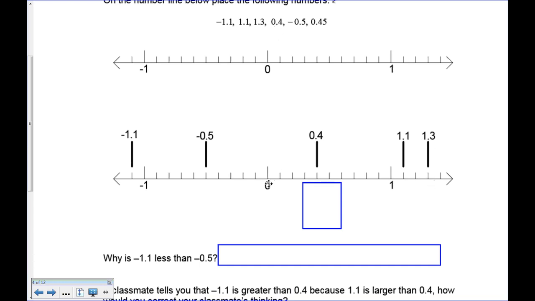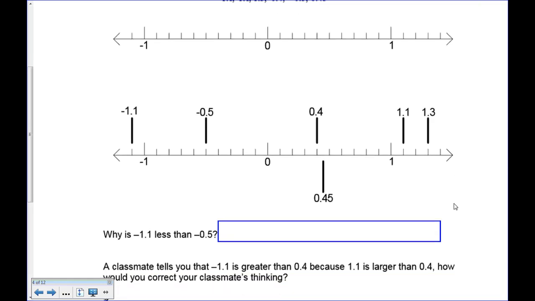0.4 is 4/10, so 1, 2, 3, 4, there's your 4/10. Negative 0.5 is negative 5/10, so 1, 2, 3, 4, 5, here is negative 5/10. And 0.45, this is 45 hundredths, okay? Or you can think of it as 4/10 and a half of 1, all right? So this is positive, so you should have 1, 2, 3, 4, and then you have to go halfway to the next one, and that's where your 0.45 is.